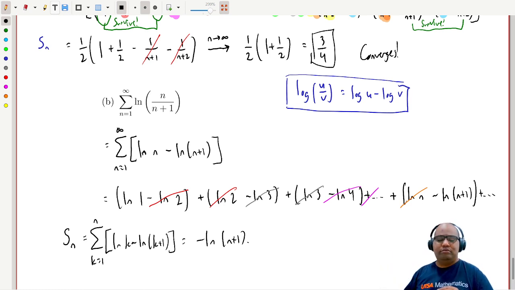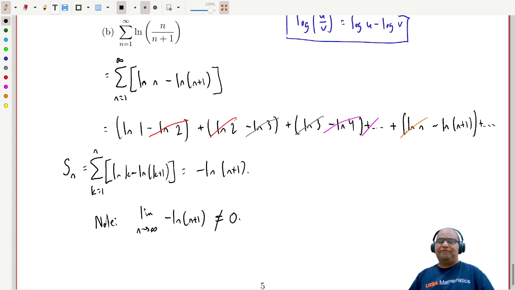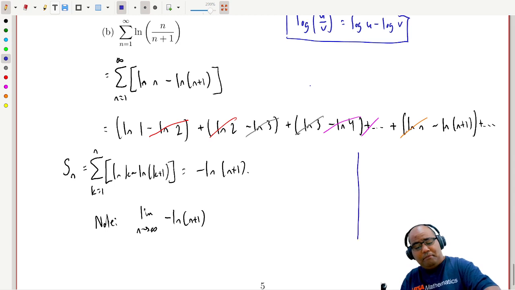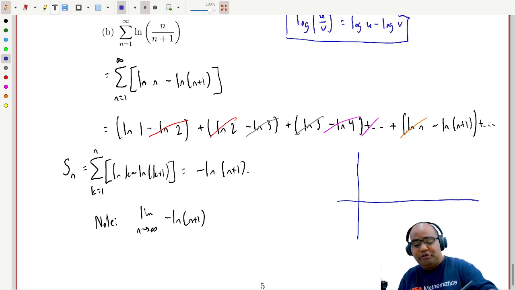But does that go to 0? The answer is no, okay? We have to note the following, that the limit as n goes to infinity of minus log of n plus 1 is not 0. Further, it's not even a number. Well, rather, it's not even a finite number. Let's take a look at what the graph of minus log n looks like, because it's the same if it's minus log n or minus log of n plus 1.